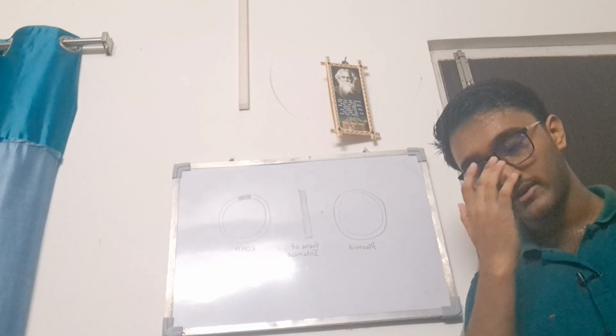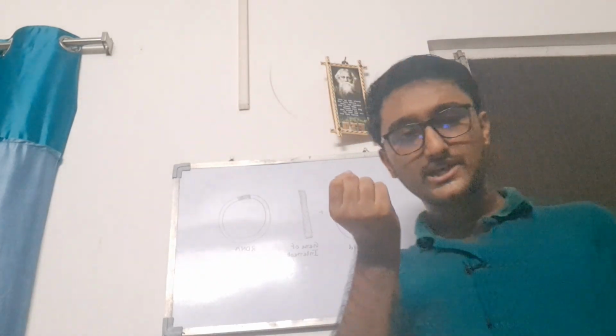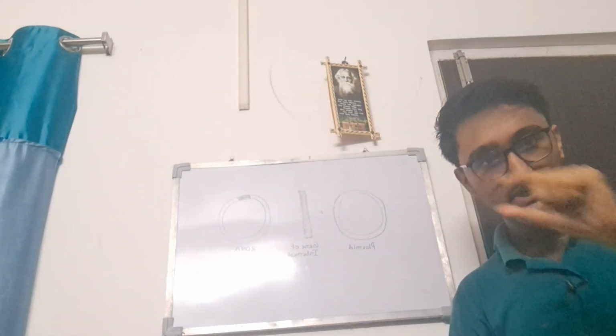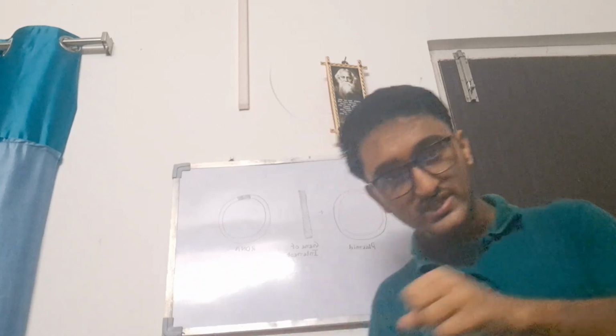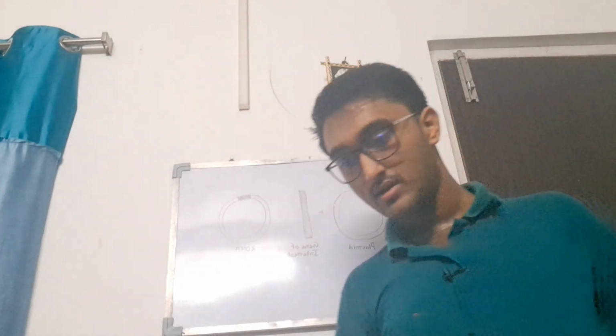Another way by which I can do this is by electroporation. I am going to give a small electric shock, as a result of which it is going to create certain small pores in the bacterial membrane, and through these pores the recombinant DNA will enter.